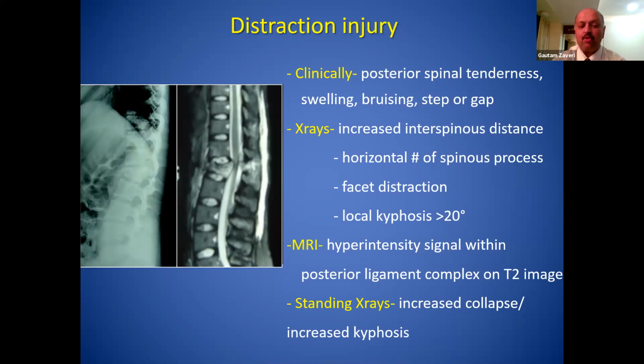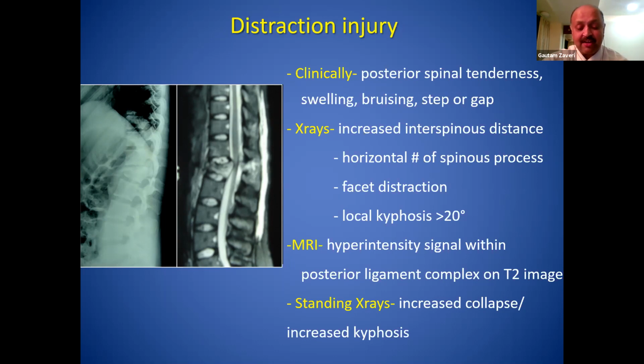If there is still doubt, an MRI can be used. As you can see on the image on the right side, the MRI is showing an increase in the signal intensity between two spinous processes, and there is a break in the continuity of the supraspinous ligament, indicating that the posterior ligamentous complex is insufficient. If, however, there is still doubt, then after 4 to 5 days, one can get a dynamic view, which is a standing X-ray, to confirm whether it is distraction or not.